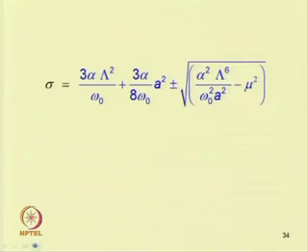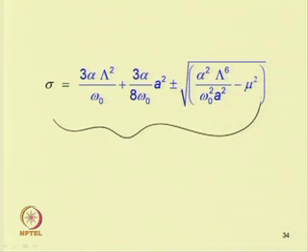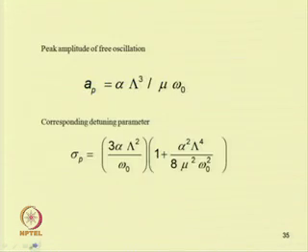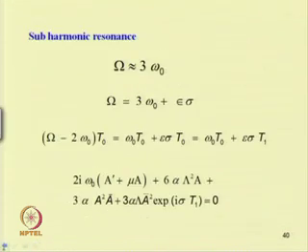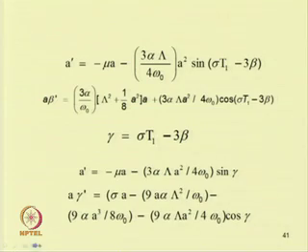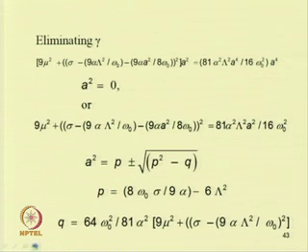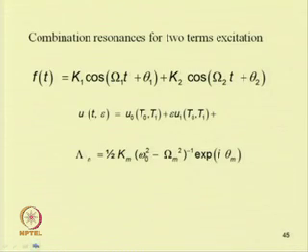Similarly, one can study the stability, and this is the expression for the frequency response curve. Using this equation one can plot the frequency response curve of the system. Similarly, in the case of subharmonic resonance, one can take omega equal to 3 omega 0 plus epsilon sigma and obtain the reduced equation and the frequency equation, and in this case also the free vibration part will contain a frequency which is 1/3 of the external frequency of the system.